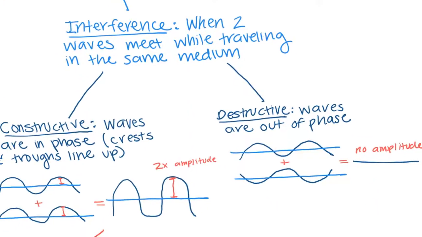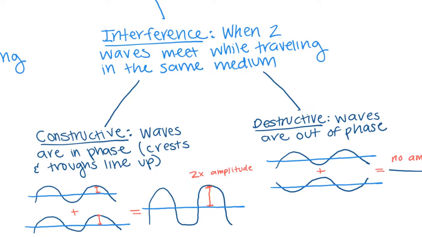We also have something called interference, all right? And this plays out in a pretty unique way when we use it in the context of light and light waves. But again, all waves experience interference. So this is when two waves meet while traveling in the same medium.